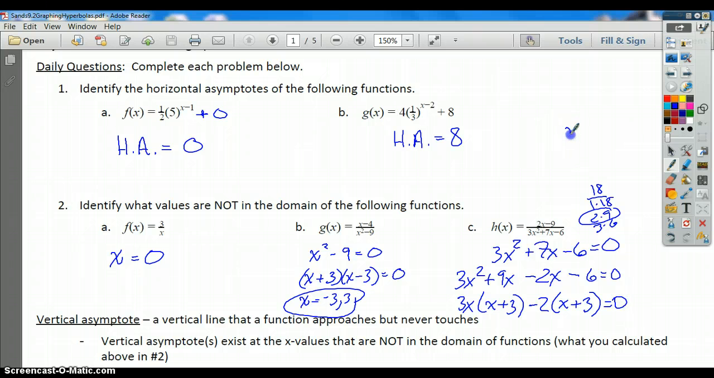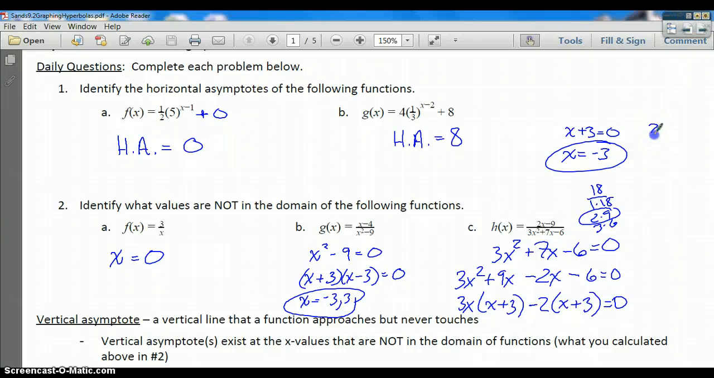So x plus 3 gets pulled out, set equal to 0. X cannot be negative 3, that's a no-no, that will give us 0. The other one that's left is the 3x minus 2. So 3x equals 2, x is equal to 2/3. So the two values here that you can't have are negative 3 and 2/3. They are not in the domain because they will give you errors when you plug them into this guy. So that's 1 and 2. We're going to talk about what's right below it.